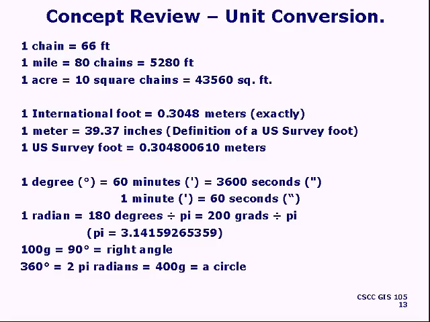And finally, understand that 100 grads, 90 degrees is a right angle. Two lines that are perpendicular to each other meet at a right angle or 90 degrees. A circle is 360 degrees or 2 pi radians.